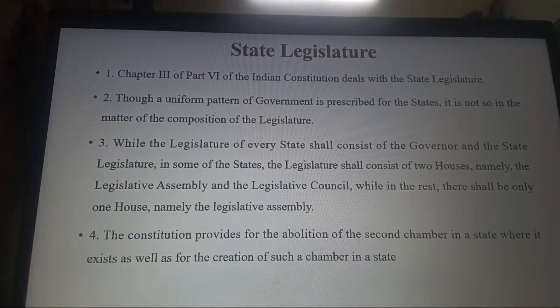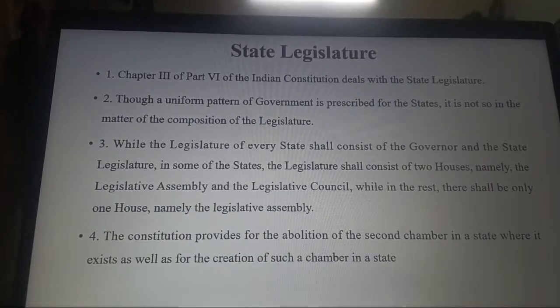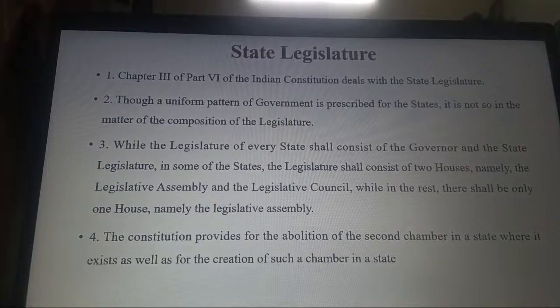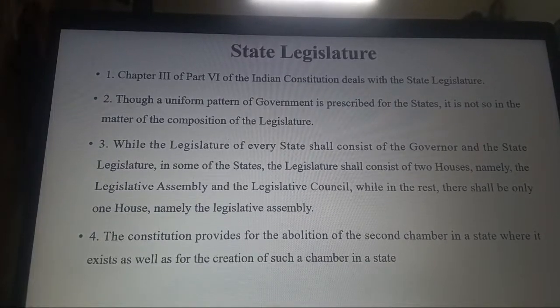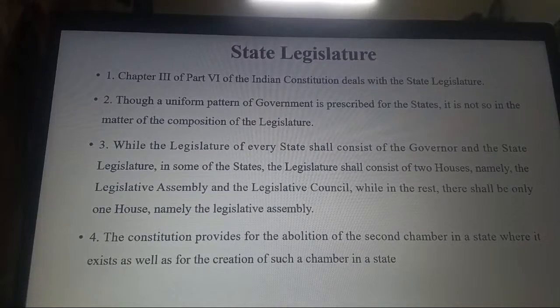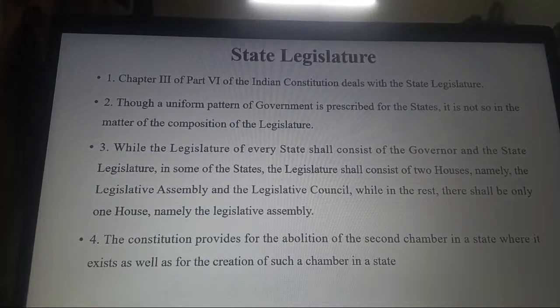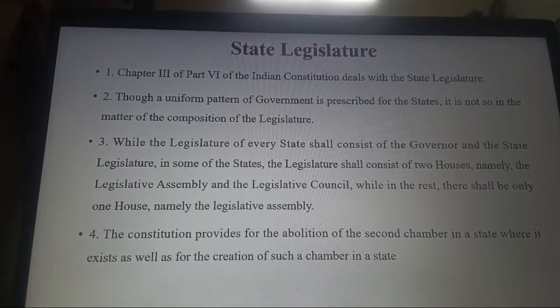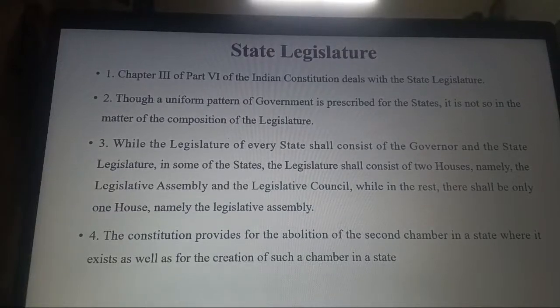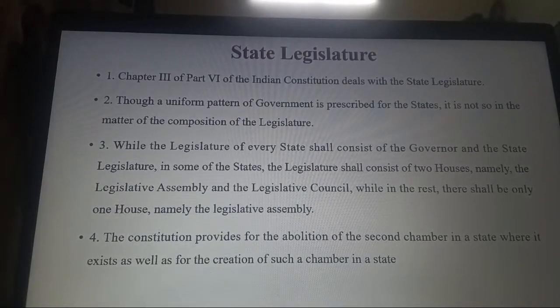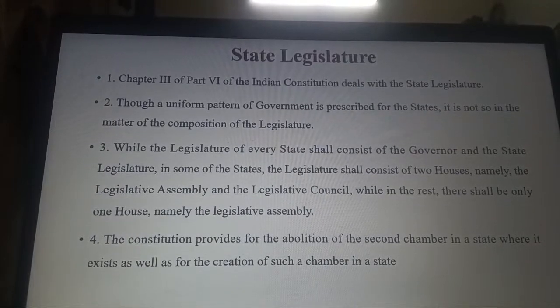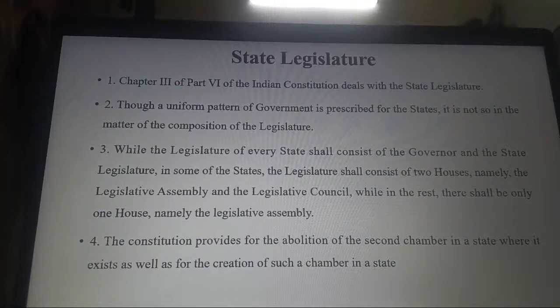State Legislature. Chapter 3 of Part 6 of the Indian Constitution deals with the state legislature. Though a uniform pattern of government is prescribed for the states, it is not so in the matter of the composition of the legislature. While the legislature of every state shall consist of the Governor and the state legislature, in some of the states the legislature shall consist of two houses, namely the Legislative Assembly and the Legislative Council, while in the rest there shall be only one house, namely the Legislative Assembly.